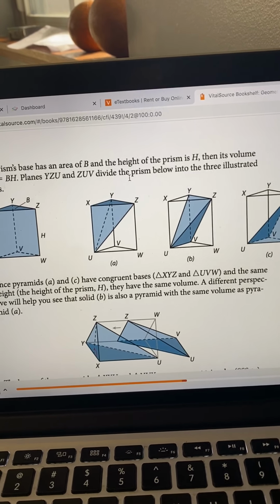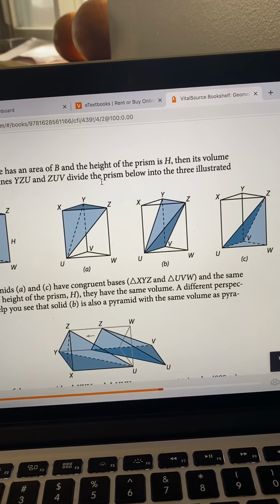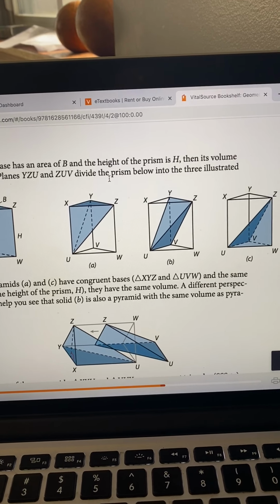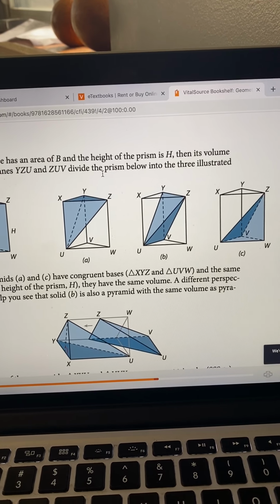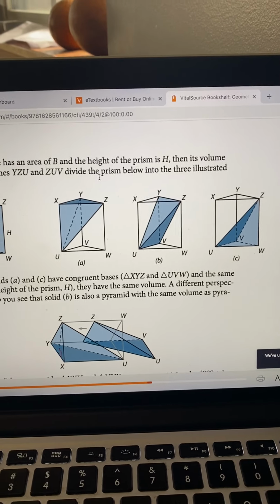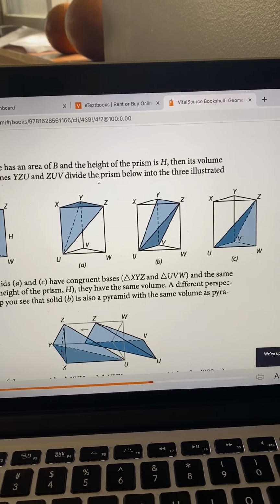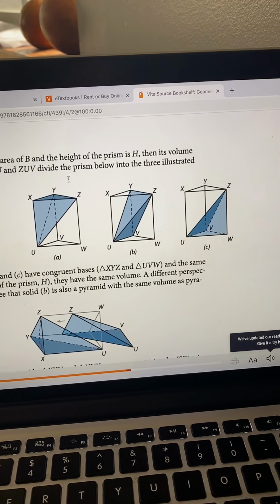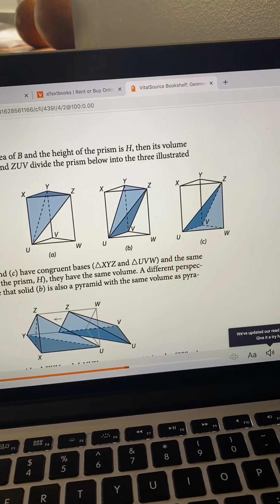So, we haven't really talked about volume for cones and pyramids. I know some of you probably worked through it with the volume and surface area project, but we haven't really focused much time on it. So, we're going to do that today.